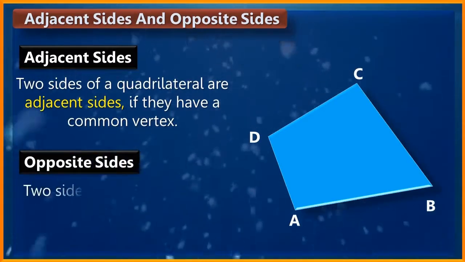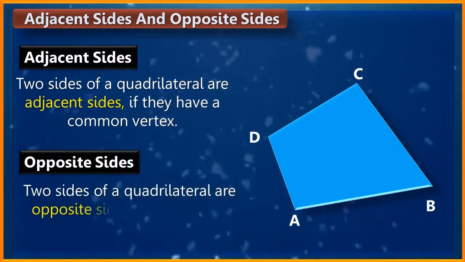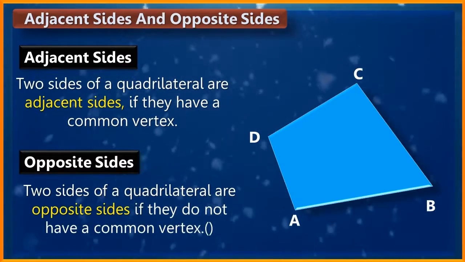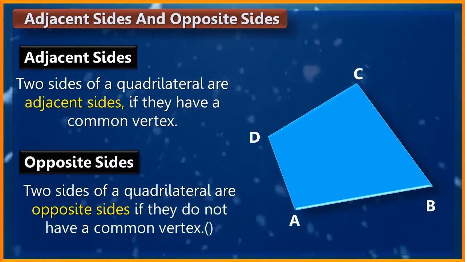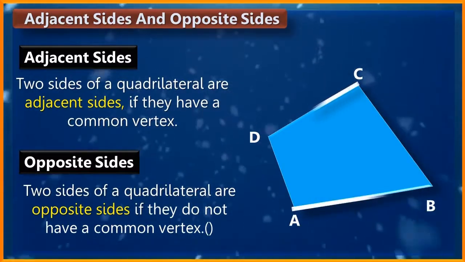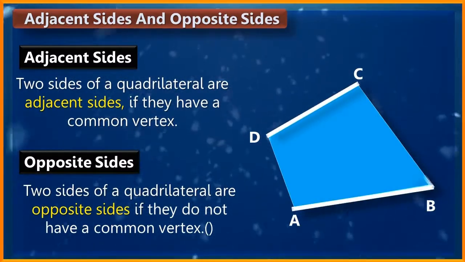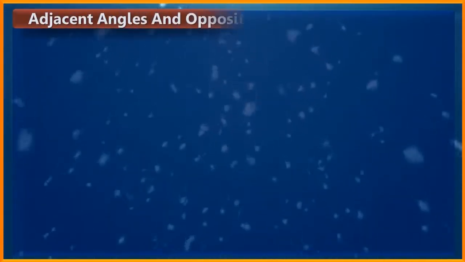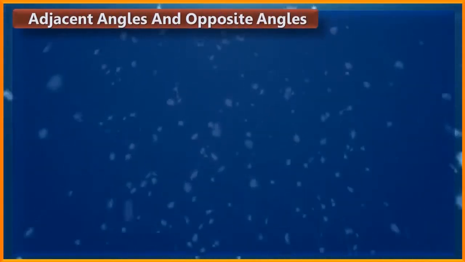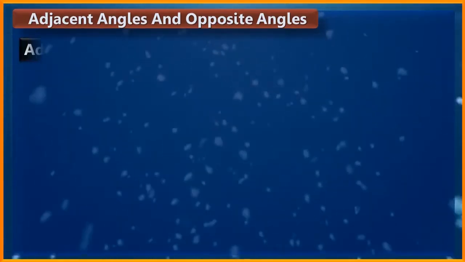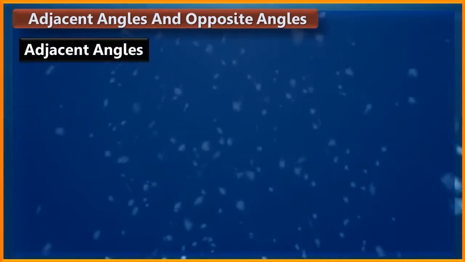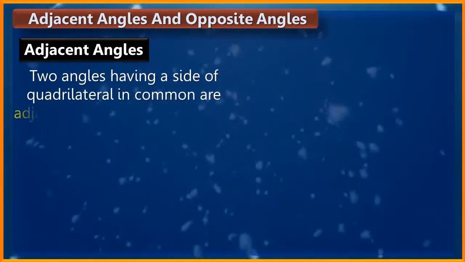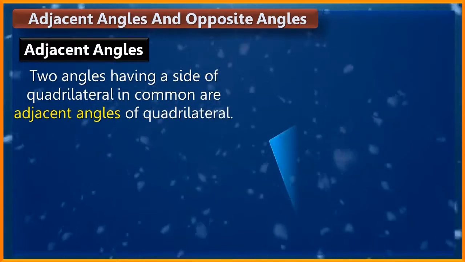Opposite sides: two sides of a quadrilateral are opposite sides if they do not have a common vertex. In quadrilateral ABCD, AB and DC, BC and AD are pairs of opposite sides. Adjacent angles and opposite angles in a quadrilateral. Adjacent angles: two angles having a side of the quadrilateral in common are adjacent angles of the quadrilateral.